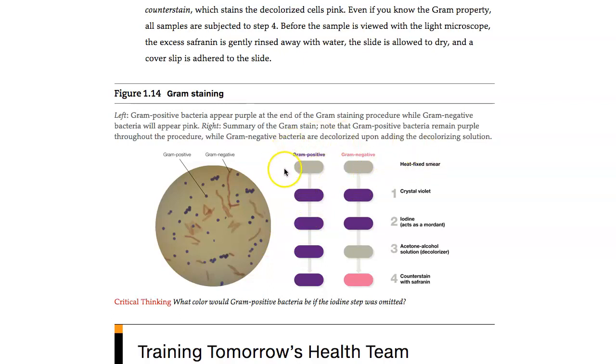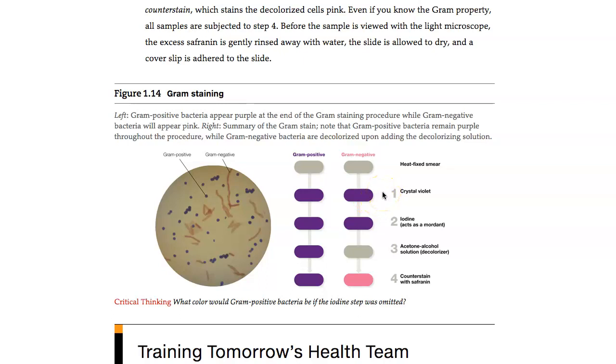We start off with the heat-fixed slide, okay? So we take our cultures, we put a smear on the slide, we run it through the Bunsen burner a couple of times to fix the cells so they don't wash off. And now we're going to start with the first part of the staining procedure, which is we're going to stain the cells with crystal violet. And everybody's going to stain positive with crystal violet. So at this point, we're not doing anything differential. We're just testing everything out.